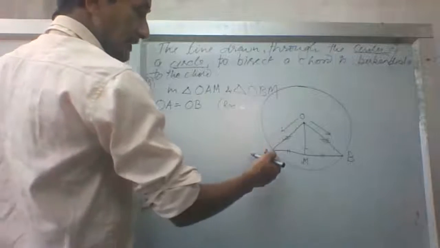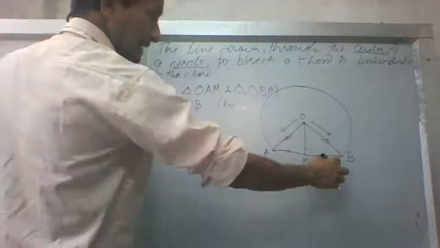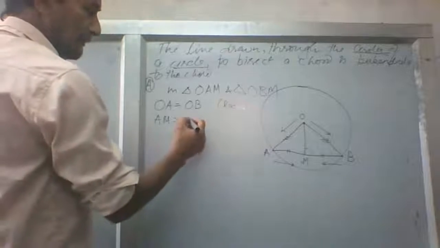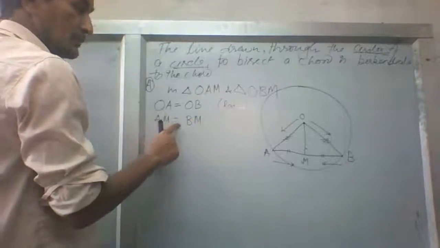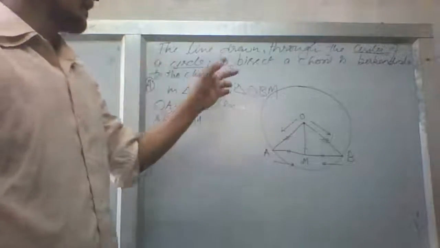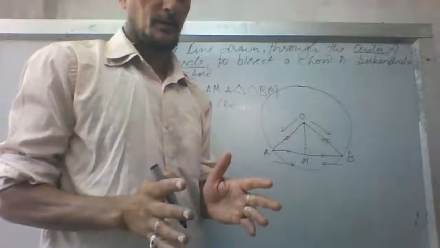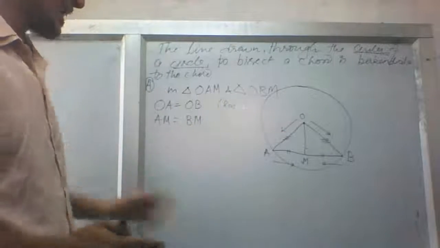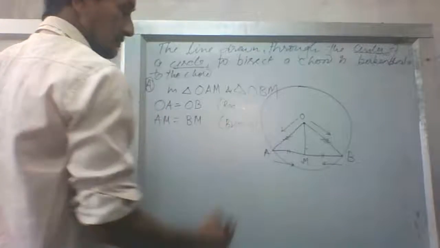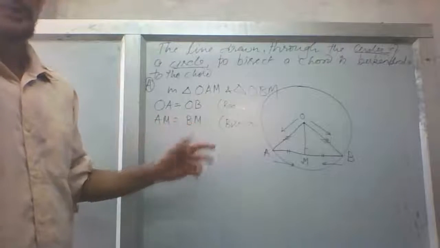Now, what you will write? AM is equal to BM. From here to here, again from here to here. BM. Not AM is equal to MB, although it is correct. Why is it so? Theorem says bisect a chord. Bisect means 2 equal parts. These are same. Bisect. Bisector. Equal halves. AM is equal to BM.